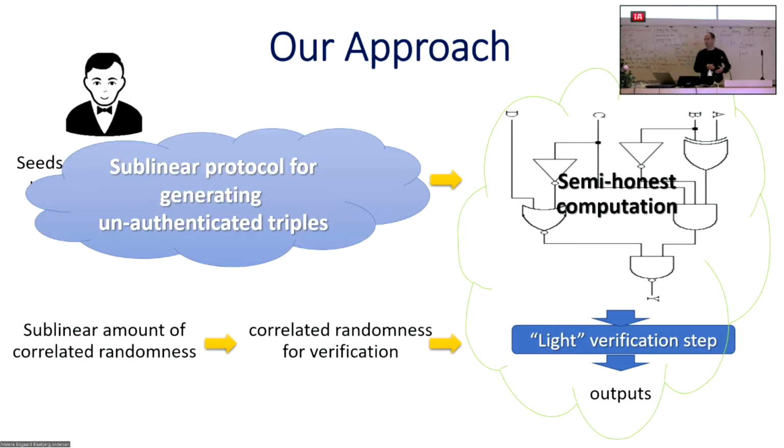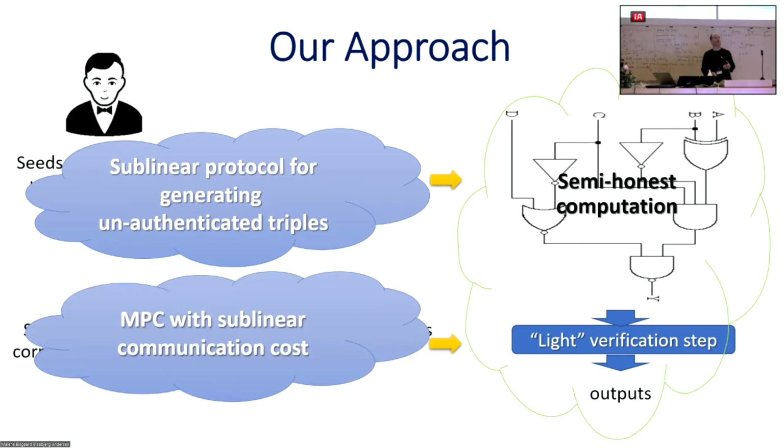So now when we want to distribute the dealer, we can use any sublinear protocol for generating unauthenticated triples. For example, use PCGs for unauthenticated triples, which we already have. And for the second part, generating the extra sublinear amount of correlated randomness, because the size of this extra correlated randomness is sublinear, we can use standard MPC tools with sublinear communication costs. So overall, the amount of correlated randomness is sublinear, and also the cost of distributing the dealer is also sublinear.